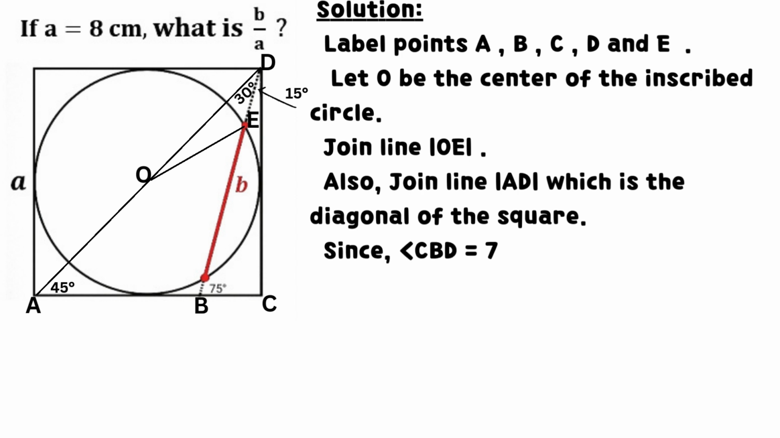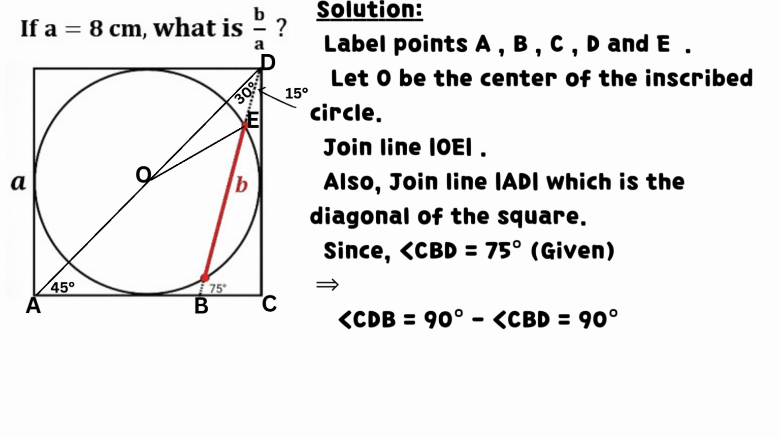Join line OE. Also, join line AD, which is the diagonal of the square. Since angle CBD equals 75 degrees, it implies that angle CDB equals 90 degrees minus angle CBD, which equals 15 degrees. Hence, angle EDO equals 45 degrees minus 15 degrees, which equals 30 degrees.